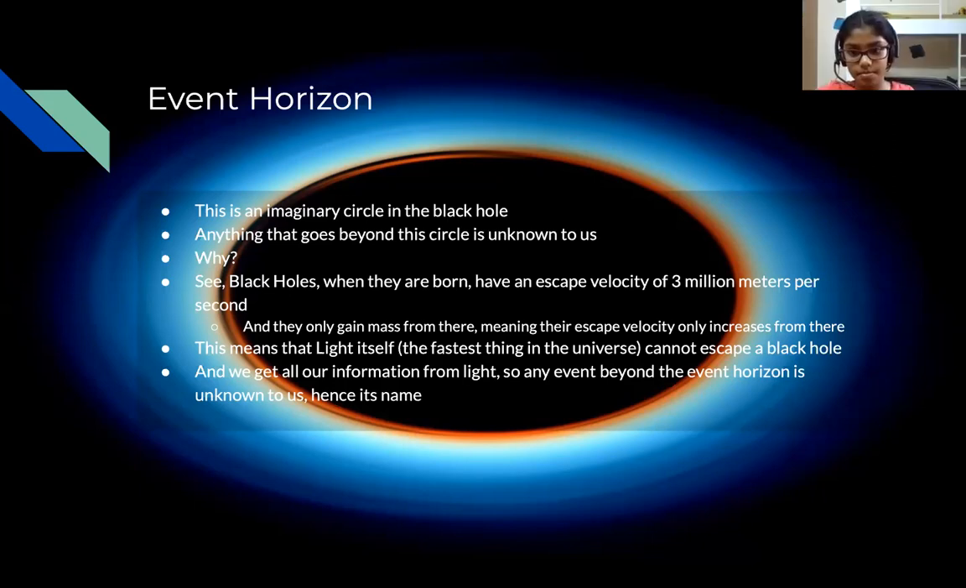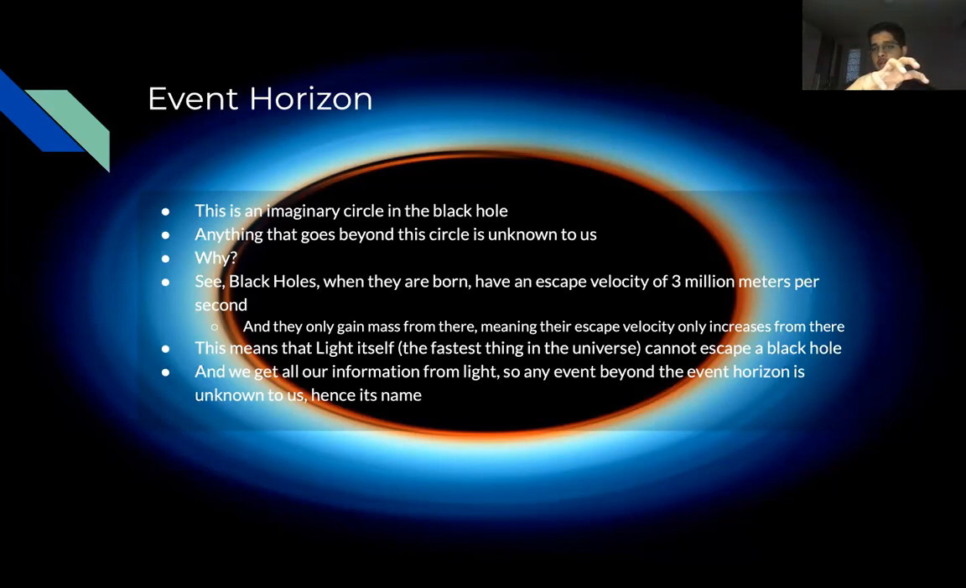Because 3 million meters per second is the speed of light. Yes, when black holes are born, their escape velocity is 3 million meters per second, or light speed. Because they only gain mass from there, the gravitational well gets stronger, and the escape velocity goes beyond the speed of light, which means that light itself, which is scientifically the fastest thing in the universe, cannot escape a black hole.